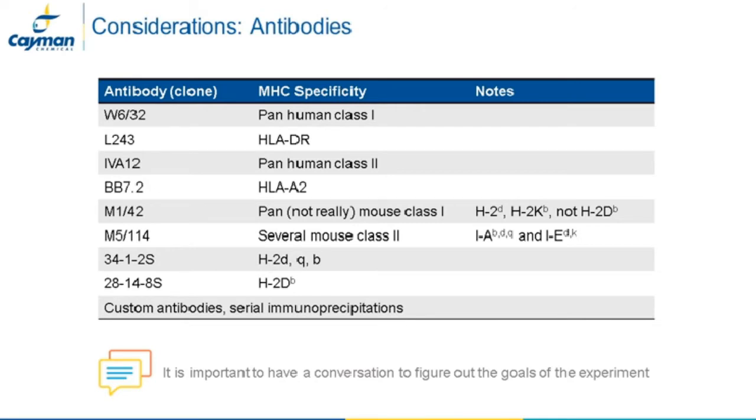There are additionally MHC class 2 specific antibody options available, but they have not yet been optimized. It is important to note that in many cases, these IPs can be performed serially to capture both class 1 and class 2, or multiple different alleles from the same sample.